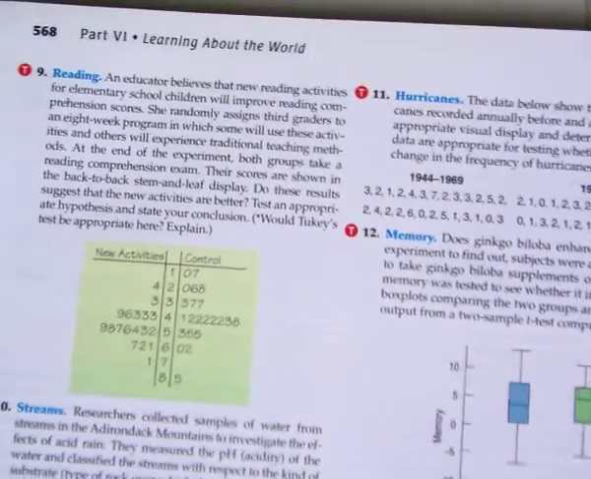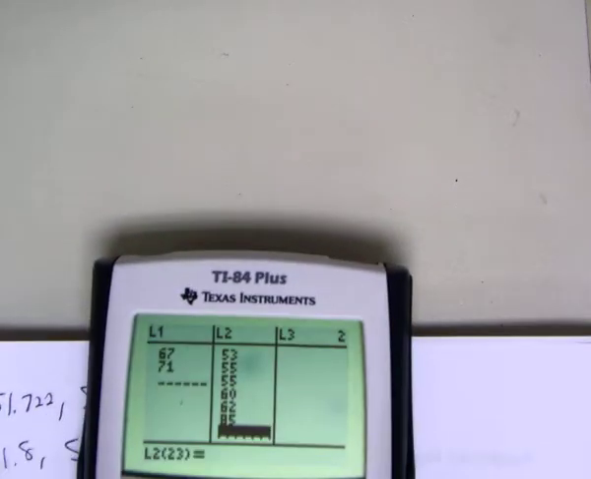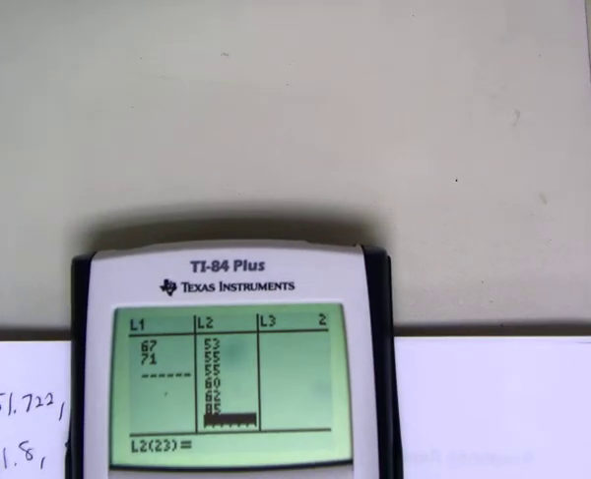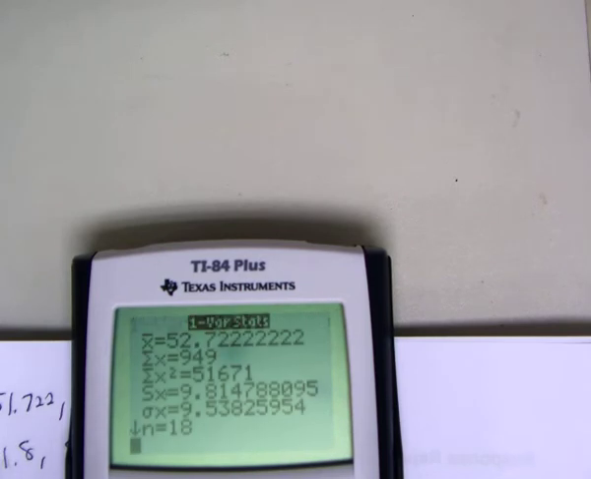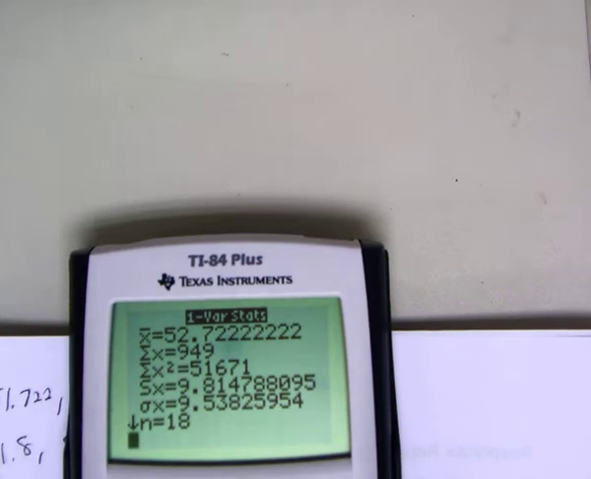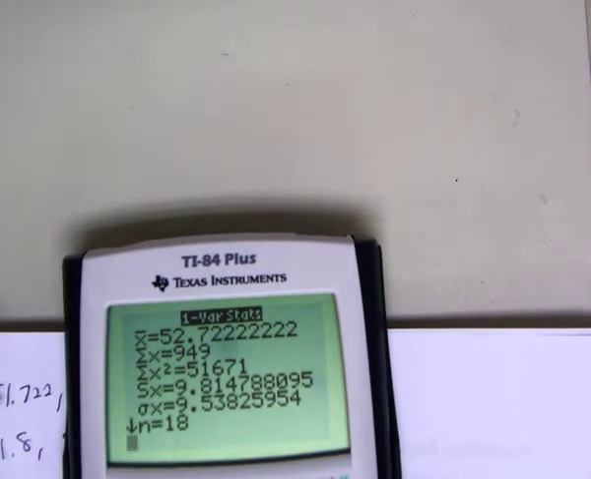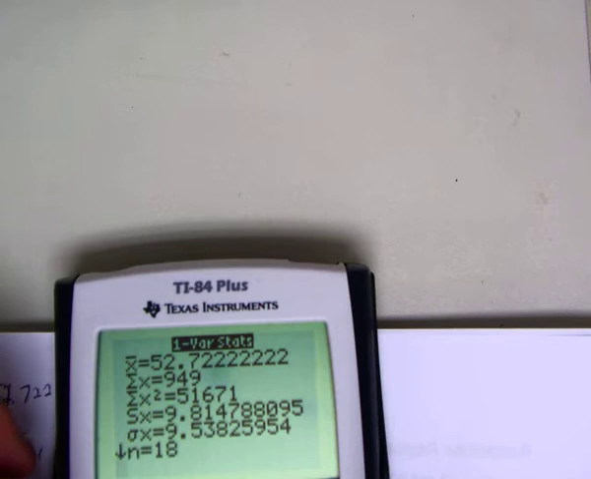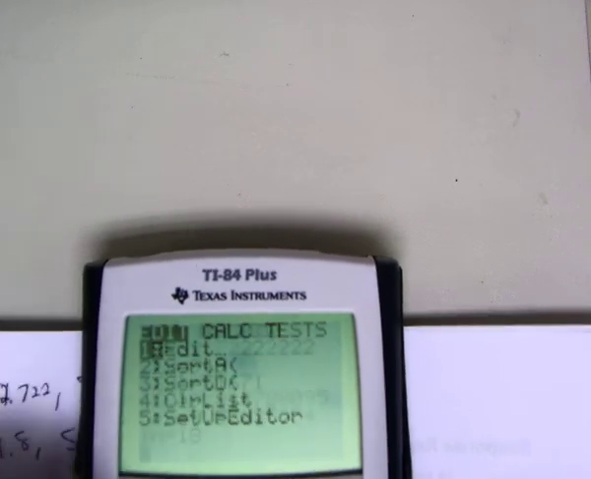All right, so here is what we are going to do. We're going to put all of these scores into here, and then we would calculate our one-var stats. Okay, so we got 52.722 for L1, and then let's see what happens with the other.